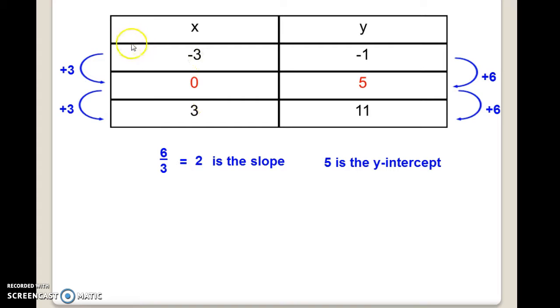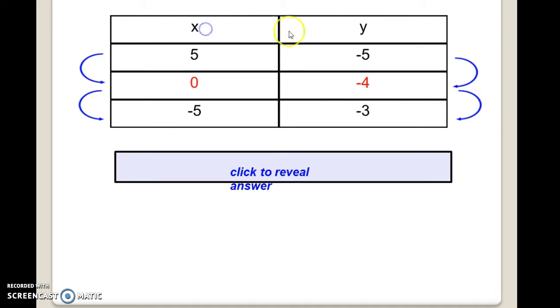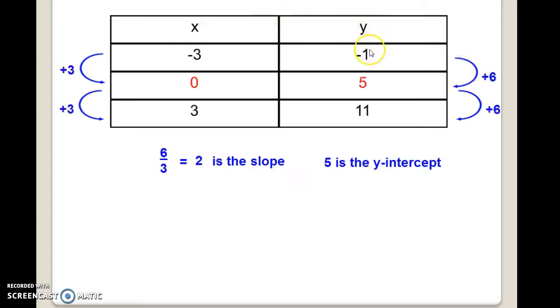What I want you to notice right here is on the x values, it is increasing by a constant rate of 3. That means from -3 to 0, you increase by 3. And from 0 to 3, you increase by 3. That is my x value. For my y value, from -1, I'm going to 5, and that's 6. From 5 to 11, that's 6.